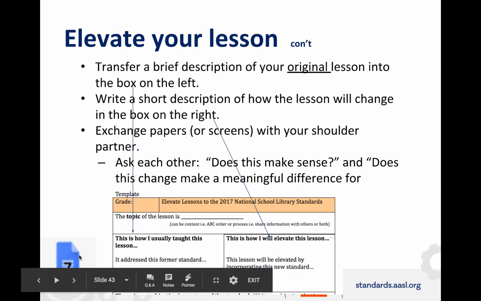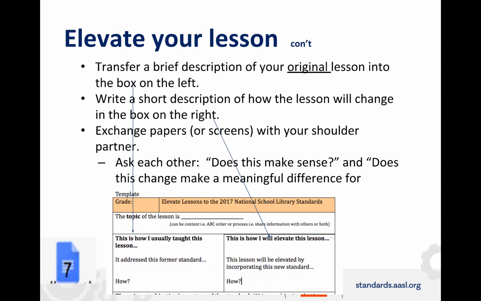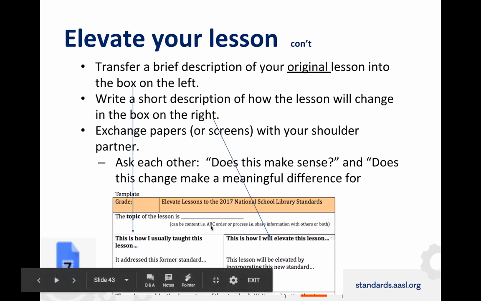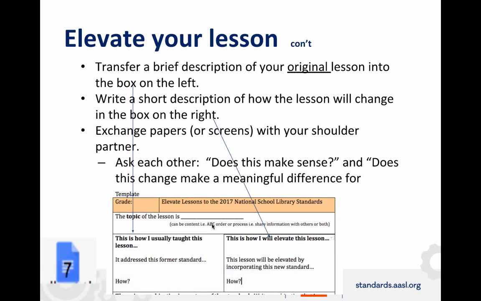In file 7 in your participant folder, you'll find a blank template. It's exactly like the one you've seen in the previous examples. What I'd like for you to think about is either a lesson that you have coming up, or if you kind of draw a blank on that, try your OPAC lesson. Most everybody has an OPAC lesson. That would be a great place to start if you can't think of anything you've got coming up on the horizon.